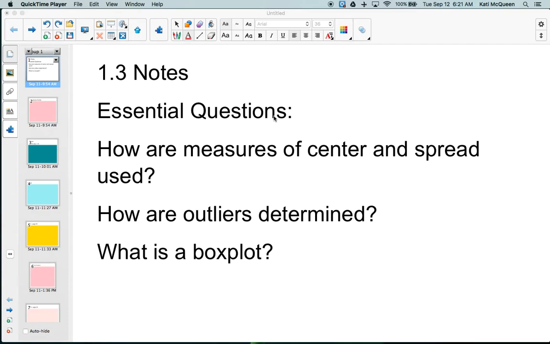All right, everybody, so here is our first section in your 1.3 notes. So these will actually take 2 days. And our essential questions for these 2 days are, how are measures of center and spread used? How are outliers determined? And what is a box plot? So this first set of notes here is mainly looking at this first essential question.